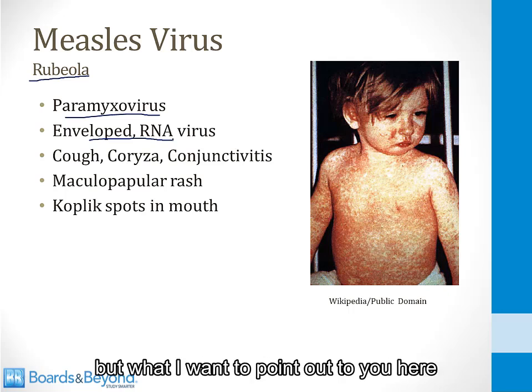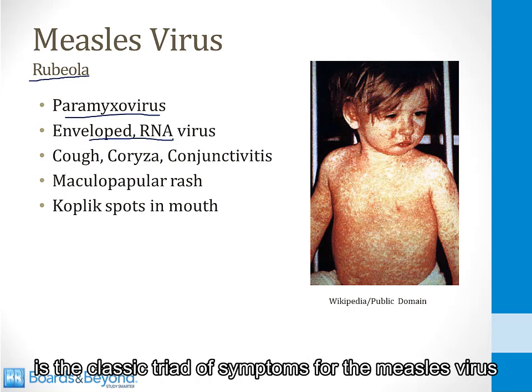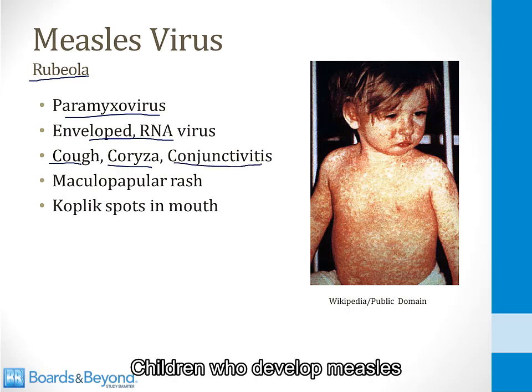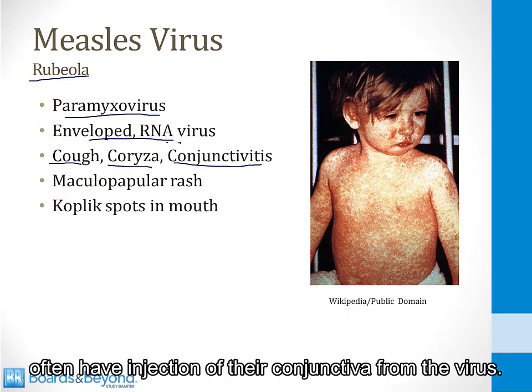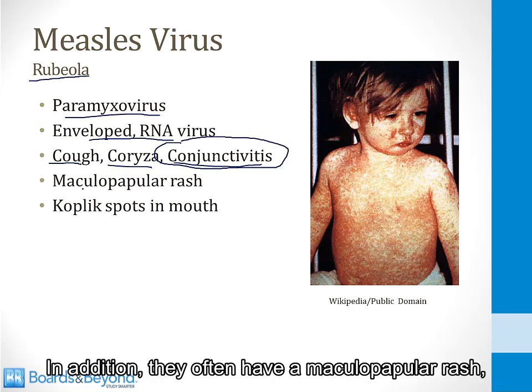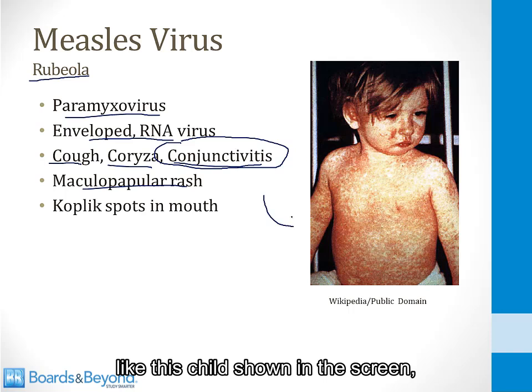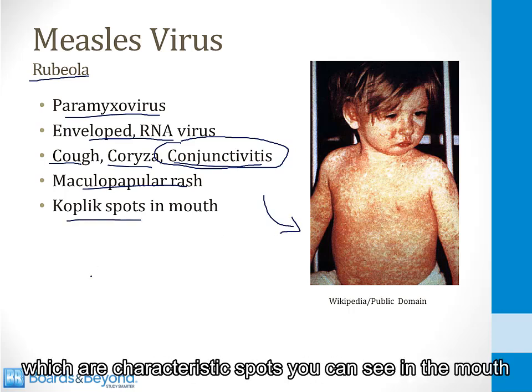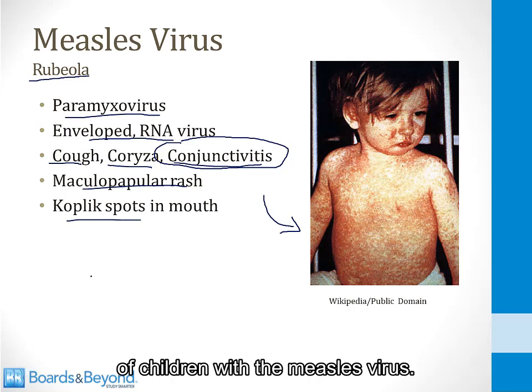But what I want to point out to you here is the classic triad of symptoms for the measles virus is cough, coryza, and conjunctivitis. Children who develop measles often have injection of their conjunctiva from the virus. In addition, they often have a maculopapular rash, like this child shown on the screen, and they also have Koplik spots, which are characteristic spots you can see in the mouth of children with the measles virus.